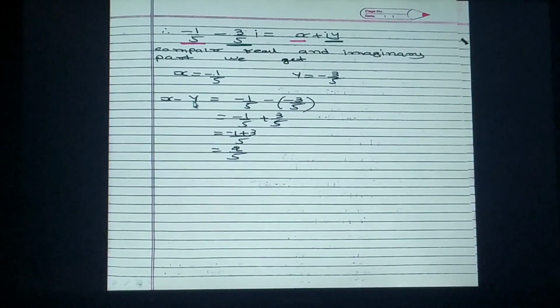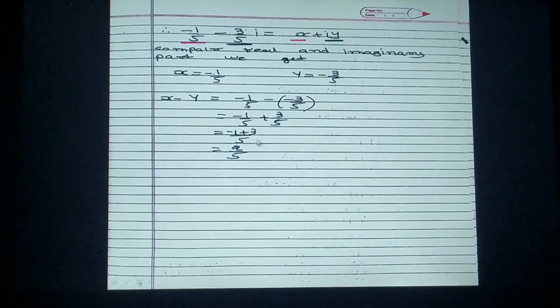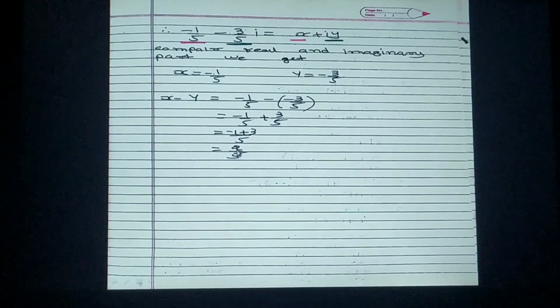Now find x minus y. So minus 1 by 5 minus of minus 3 by 5, minus minus plus, so minus 1 by 5 plus 3 by 5. Take the LCM, minus 1 plus 3 by 5 is 2 by 5.